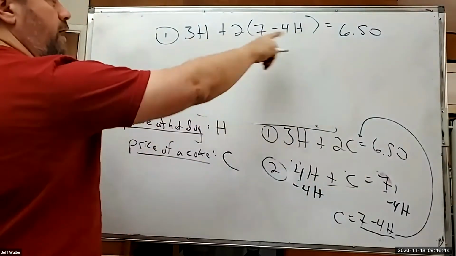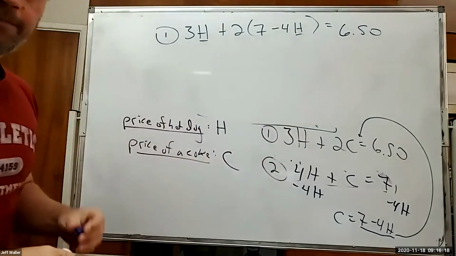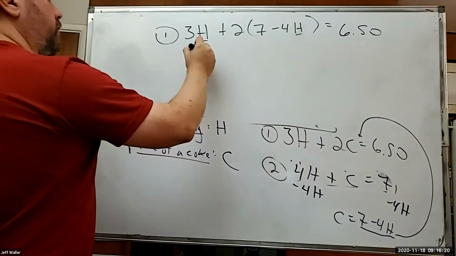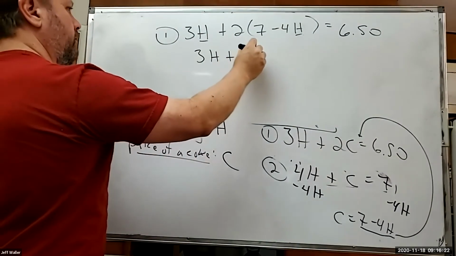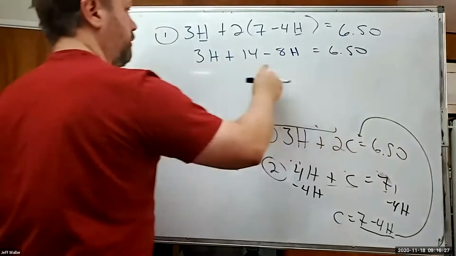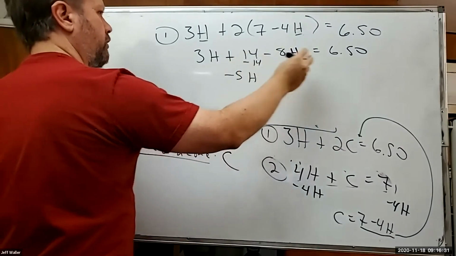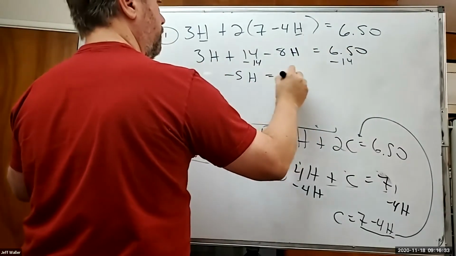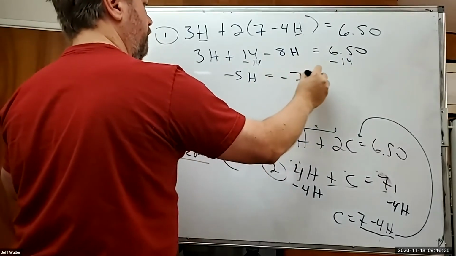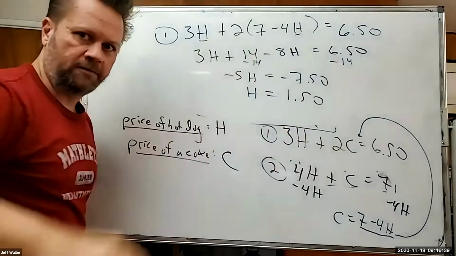And what does that accomplish? There's only one letter now. I can solve for it. So this is a very subversive way to eliminate a letter. 3H minus 8H is negative 5H. I can subtract 14 from both sides. And again, I get my negative 750. So of course I get my 150. Is everybody sort of with me?